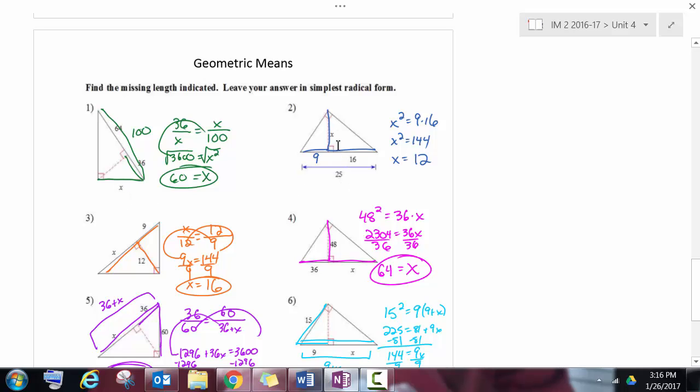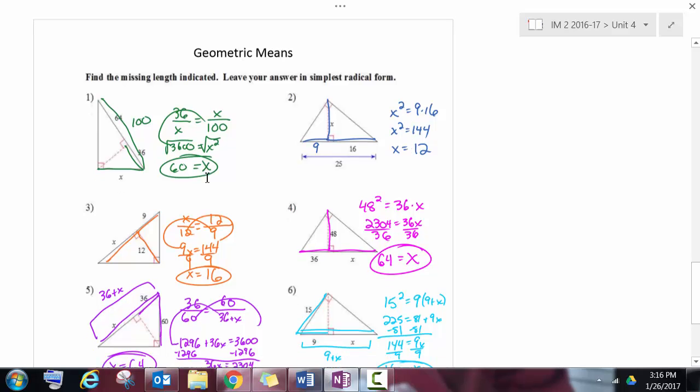So here, I'm going to do the other method. The altitude squared equals part times part. So the altitude is x squared equals part 9, so we did 25 minus 16, times 16. So x squared equals 144, take the square root, x equals 12. So that's the formula way. This is the proportion way.